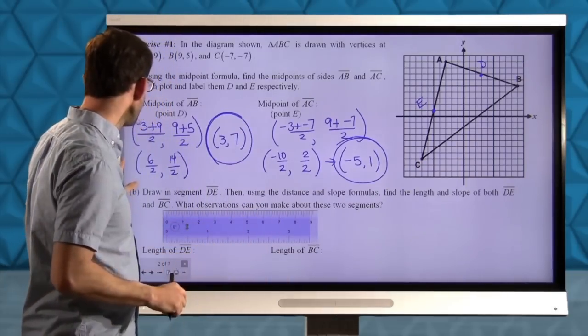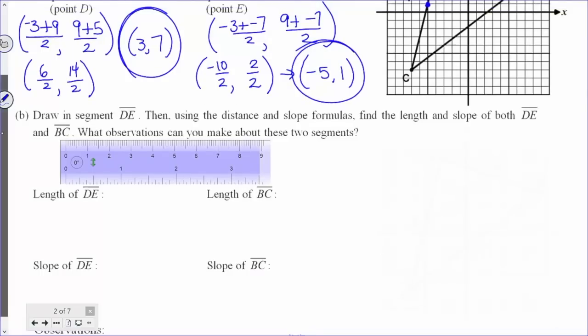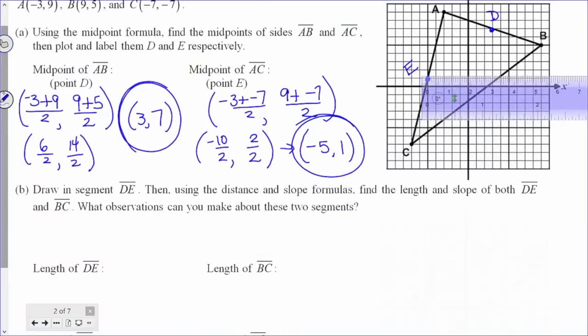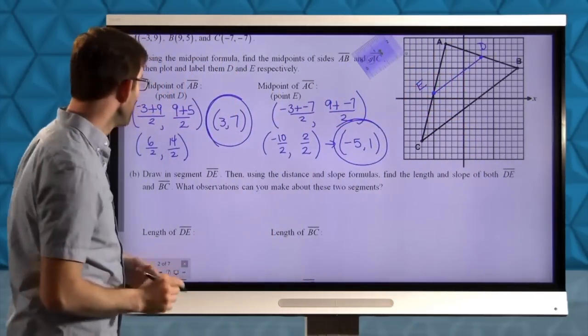But let's take a look at letter B. Letter B says draw in segment DE. All right, so let's do that together really quick, just kind of have it up there. Let's get segment DE drawn in. Okay, great. Collapse my ruler, throw it up there. So we've got DE drawn in, wonderful.